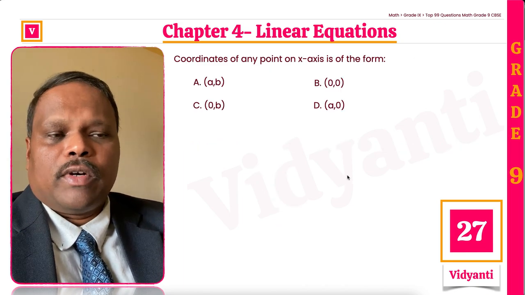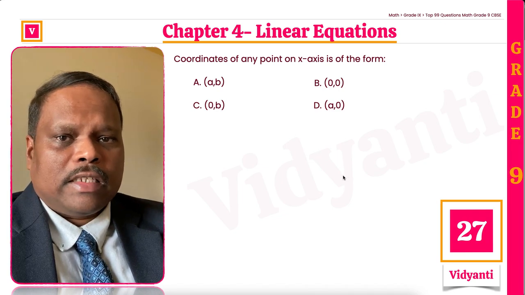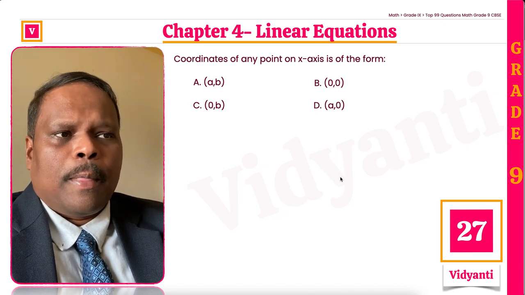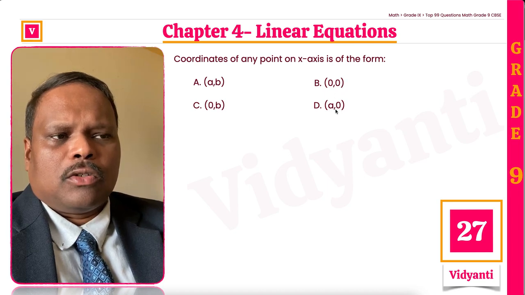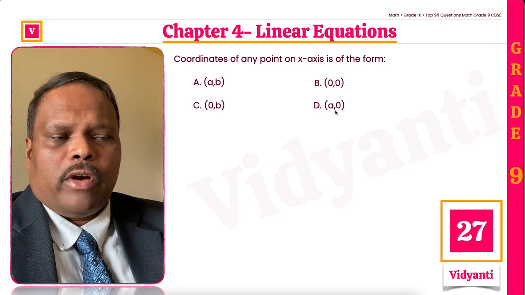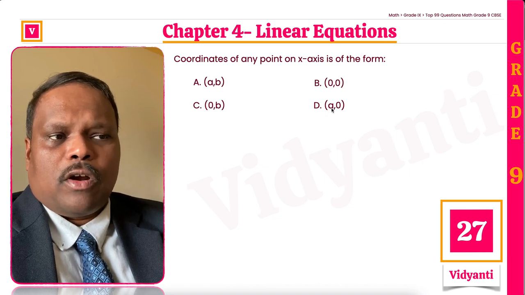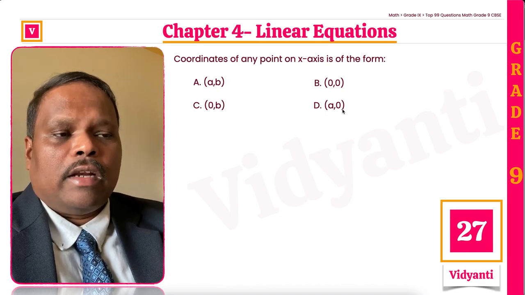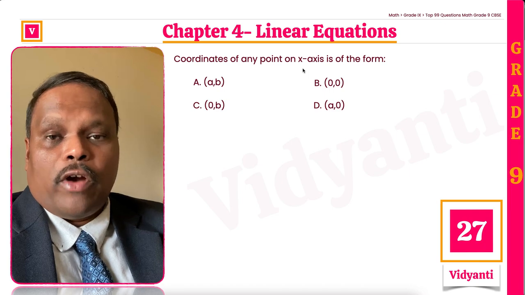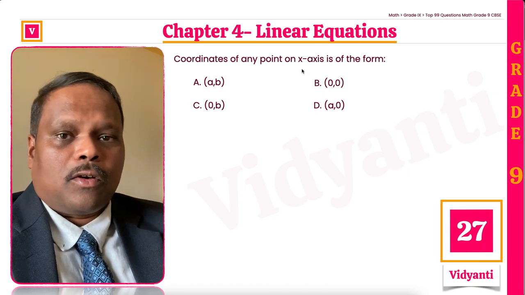Let's go to question 27, coordinates of any point on the x-axis. If the point is on the x-axis, its y coordinate will be 0. That will be the correct answer, because even though technically another option is correct, it is one single point. It can be any point, so it is a line, so you can have many possibilities. The first coordinate can be anything, and the second coordinate will be 0. If a point is on the x-axis, the y coordinate will be 0. If a point is on the y-axis, the x coordinate will be 0.